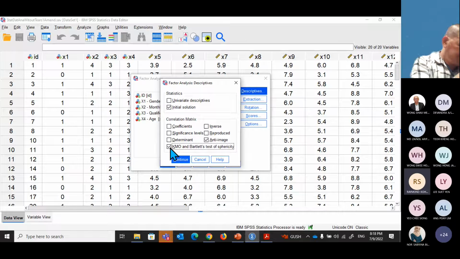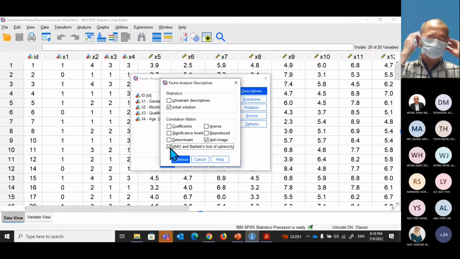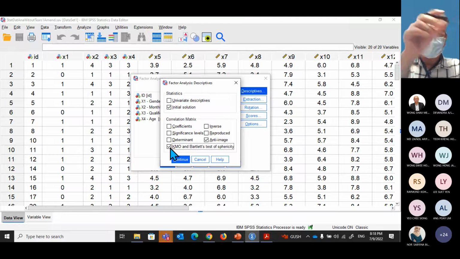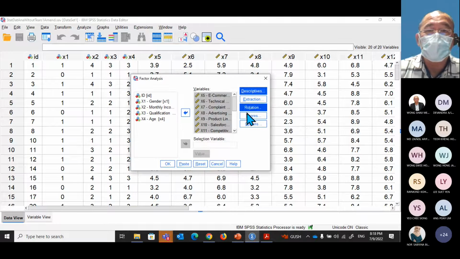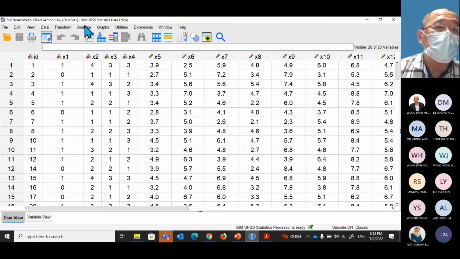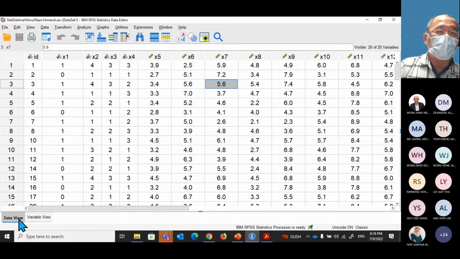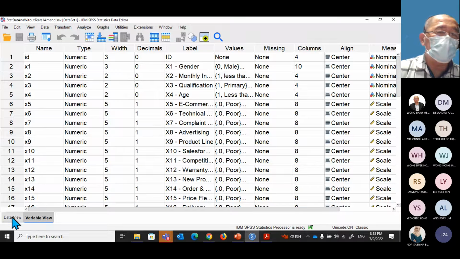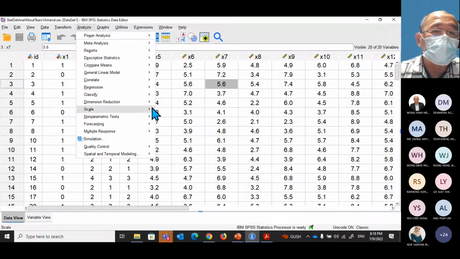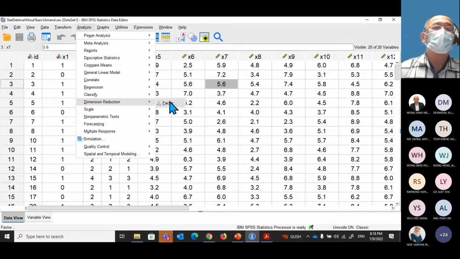Sorry, sir. Can you repeat the step again? Okay. Now I cancel it. We see again. So analyze. Actually, variable view also can, data view also can. Analyze, dimension reduction, factor.